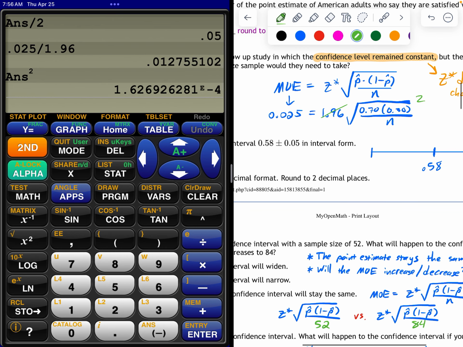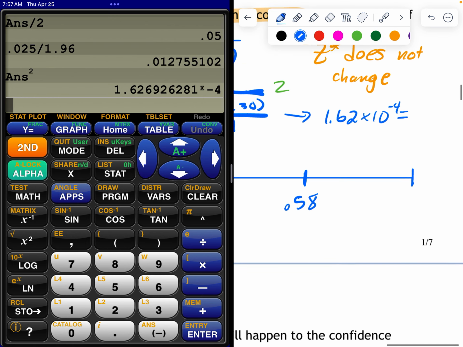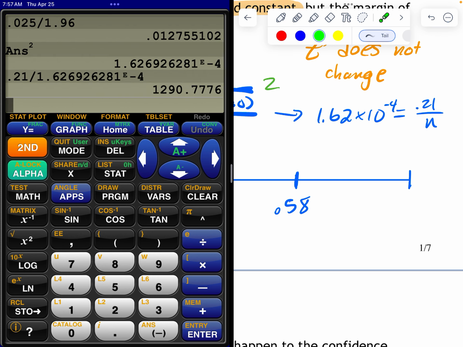At this point, I have that decimal, 1.62, blah, blah, blah, times 10 to the negative 4 equals, and I really have, if you multiply these, I get 21, right? 7 times 3. So I have 0.21 over n. At this point, you can simply switch these two. So I'm going to just take 0.21 and switch them. So divide by that decimal. And I haven't rounded any at all. And so you get 1290.7 for me.